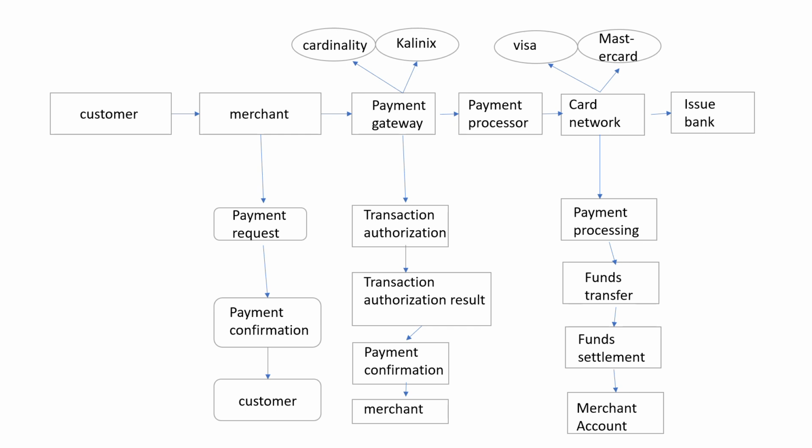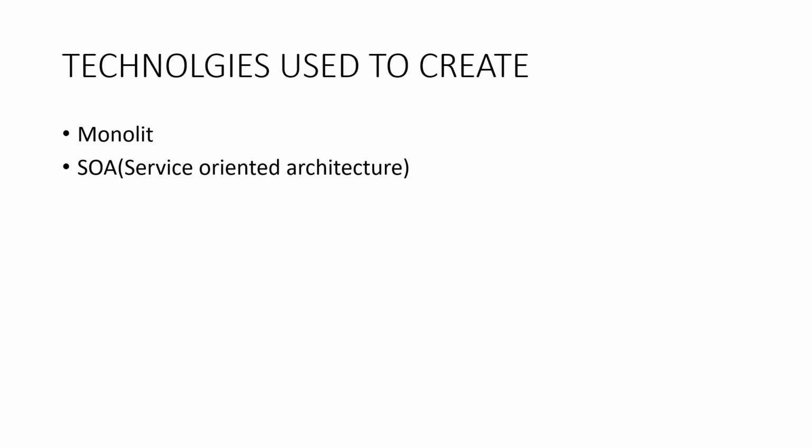Now moving on to our next thing, that is what kind of technology is used to create these payment gateways. So we basically have two major technologies, that is monolith, and the other one is SOA, that is service oriented architecture. I'll be explaining that in an upcoming slide or maybe next time. SOA is majorly used by most of the developers. Most of the payment gateways are made on this SOA, service oriented architecture.